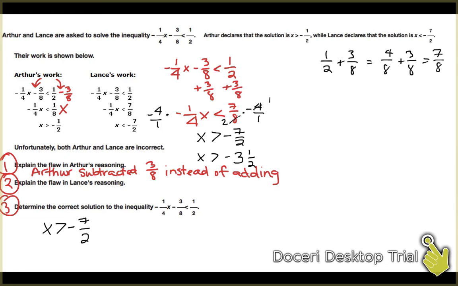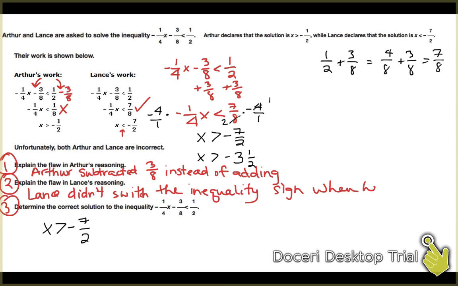Okay, let's look at Lance. So, this one, Lance, this looks good so far. Now, the only thing that's different here is that inequality sign. He did not switch it. So, Lance didn't switch the inequality sign when he multiplied by a negative.